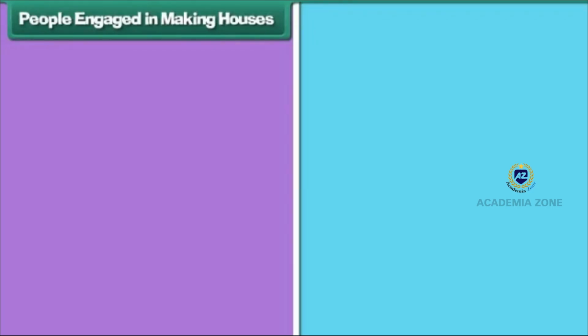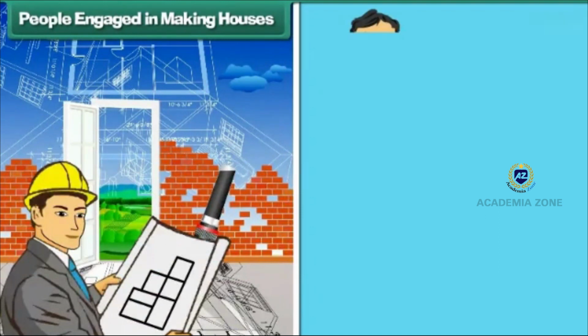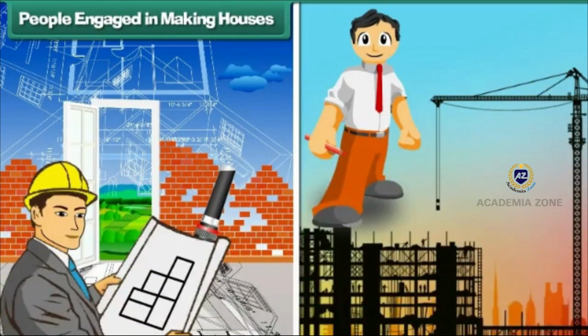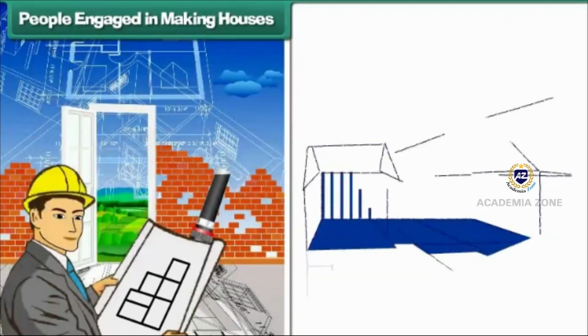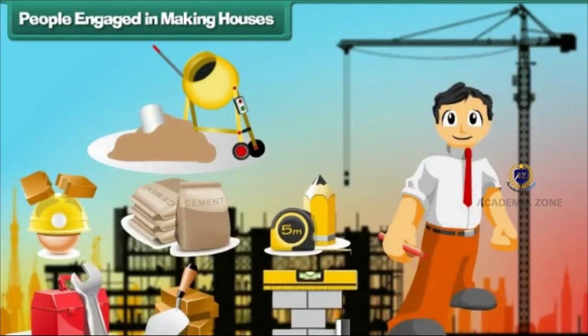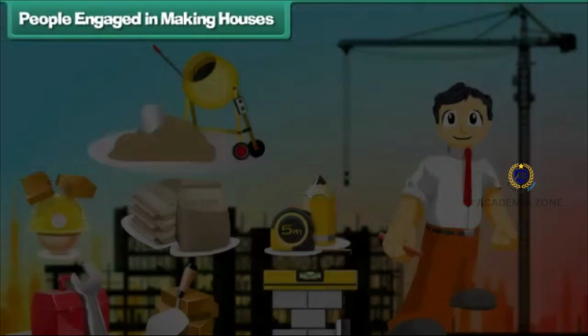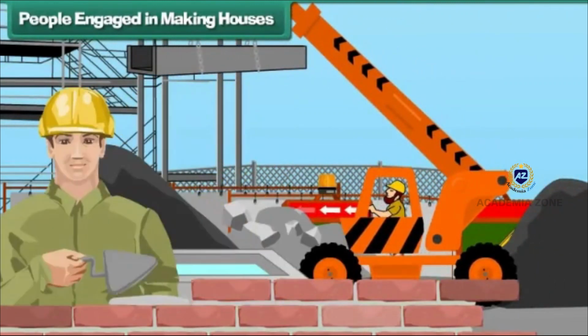People engaged in making houses. Many people are involved in making a house. They are the architect, engineer, and laborers. The architect designs the house. The engineer suggests materials for building the house. The laborers build the house with bricks, cement, and concrete.